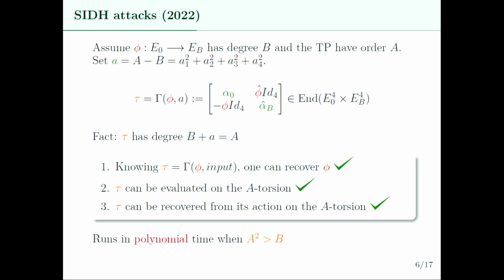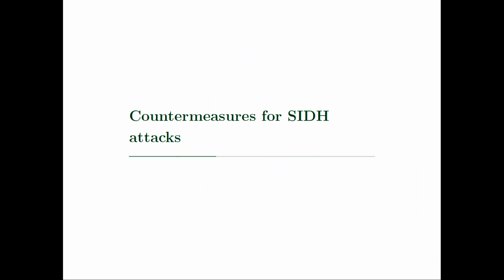So what does it mean? It means if you have a secret isogeny and torsion point information such that the square of the order of the torsion point is greater than the degree of the isogeny, then you can recover the secret isogeny, assuming that everything has smooth order here. So with this, let's see how we try to counter the attack in practice.